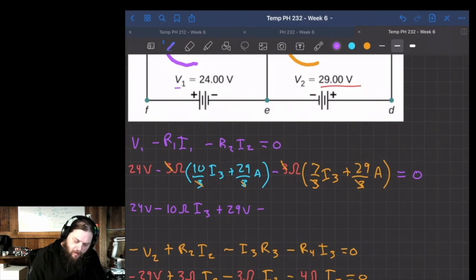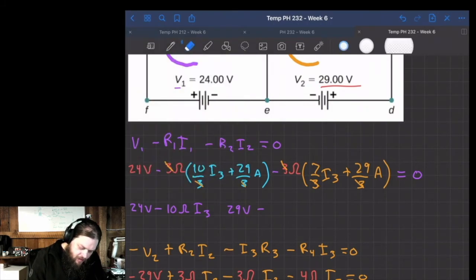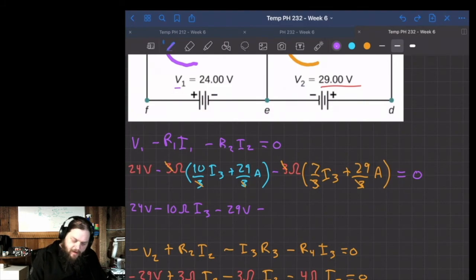minus, again, the 7, oops, that should be a negative. So I want to distribute that negative into here as well. Got to watch my signs. Distributing the negative on the second part over here, that's negative 1 ohm times 7. So that's negative 7 ohms times I3 minus 29. And then amperage times resistance is going to equal voltage, because V is equal to IR, equals 0.